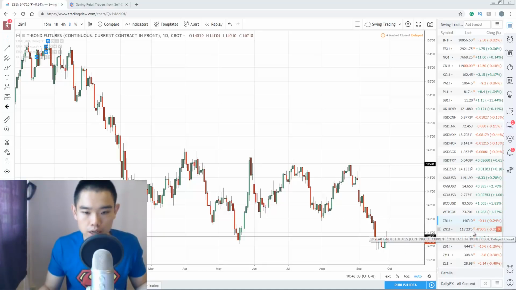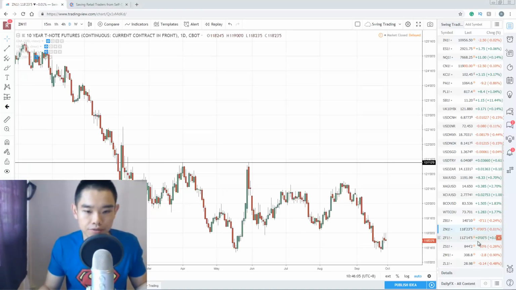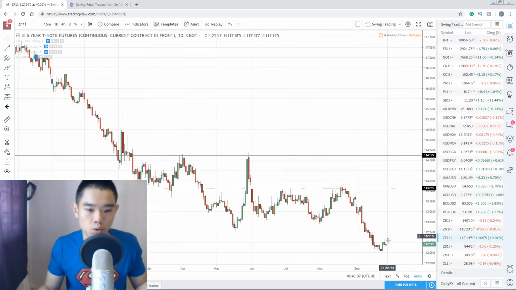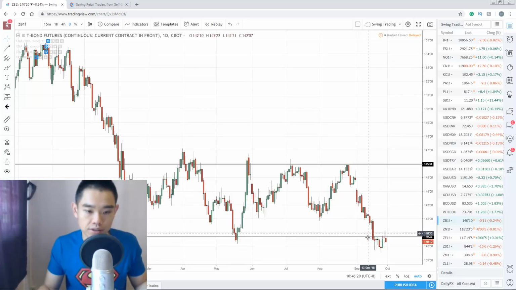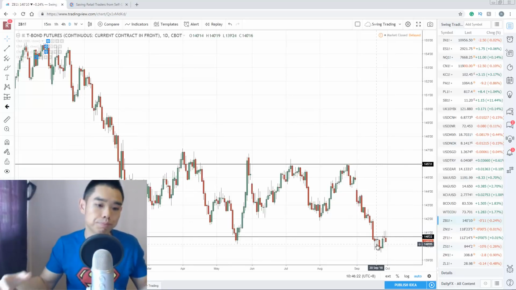In fact, all the other bond markets, the 10-year, the 5-year, they all look very similar. In terms of relative strength, the 5-year seems to be the weaker one at this point in time. It's much further away from this area of support. You can see that it has fallen more compared to this 30-year bond, which is still hovering near this area of support.